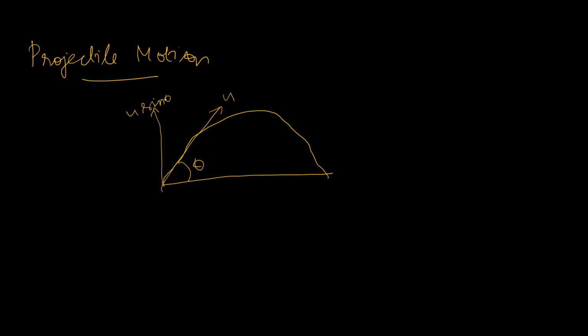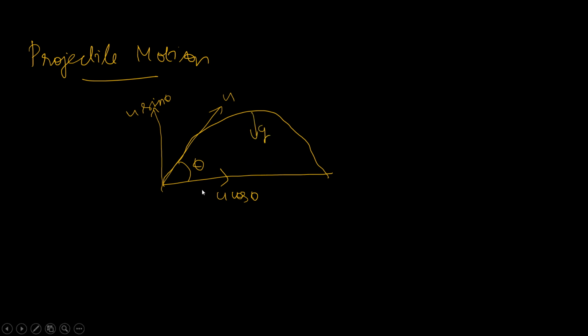Let's say we have a horizontal surface. I'm going to throw a ball at an angle theta with an initial velocity u. It will go like this and reach here. What will be the vertical component? This is the vertical component, u sine theta. And the horizontal component is u cos theta. Acceleration due to gravity acts downwards.